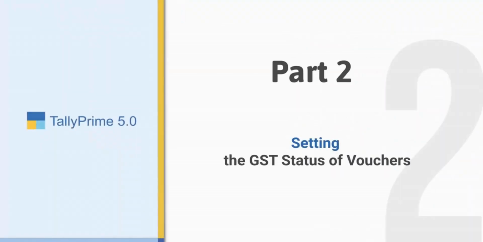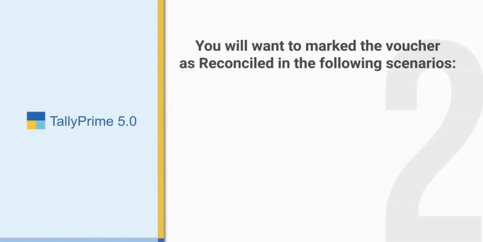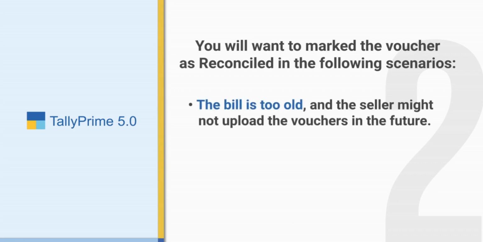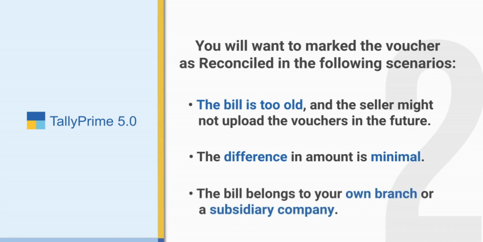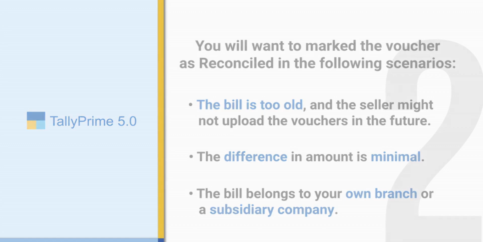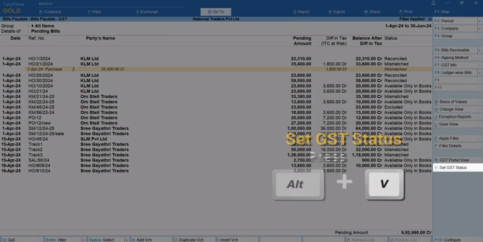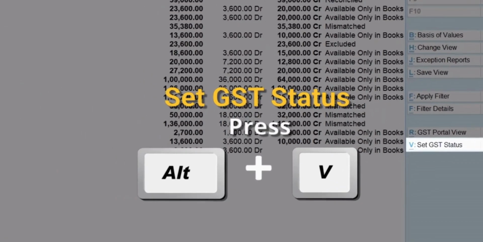Let's see how to set the GST status of vouchers. You will want to mark the voucher as reconciled if the bill is too old and you do not expect the seller to upload it in the future. It might be possible that the difference in amount is minimal. Therefore, you don't consider it a risk amount. Or consider that the bill belongs to your own branch or a subsidiary company and hence, you don't consider it a risk amount. In such cases, press Alt-V to set GST status.